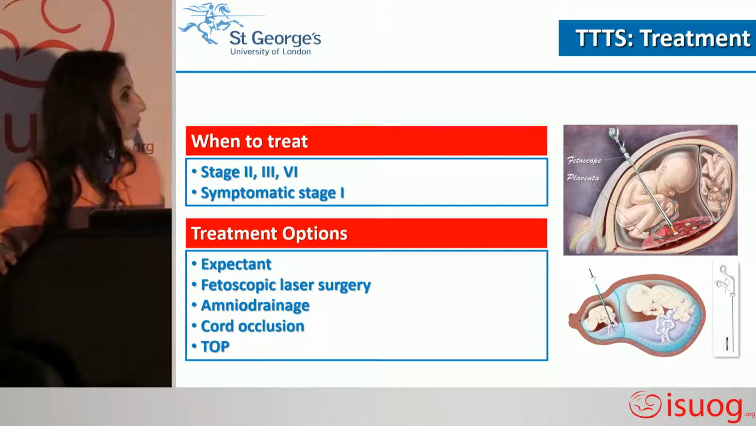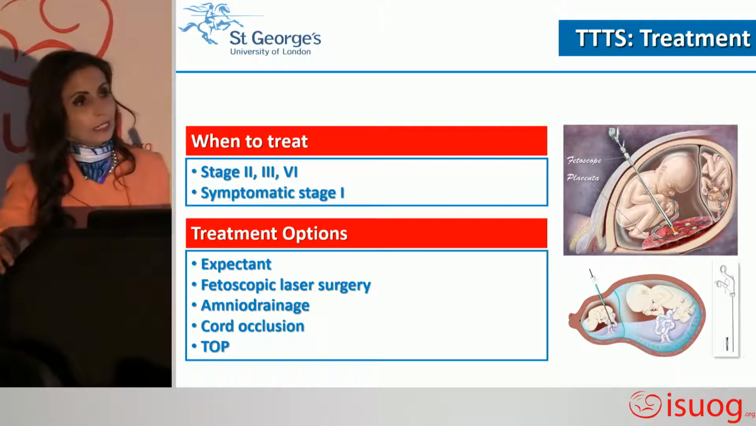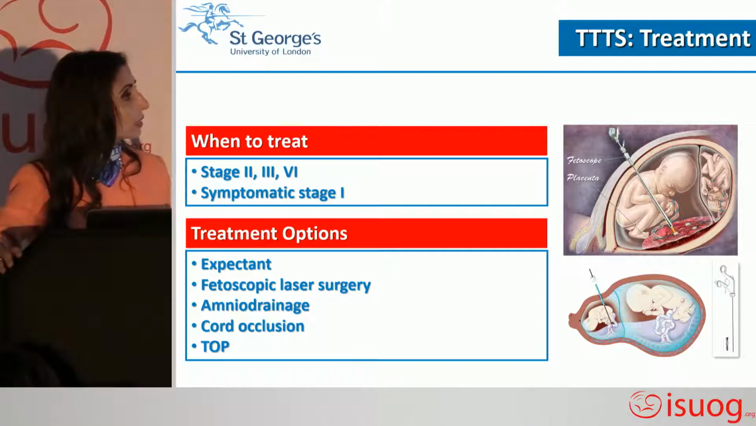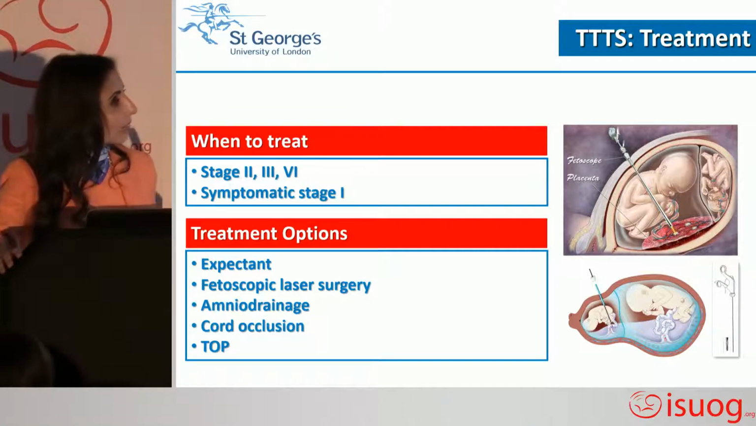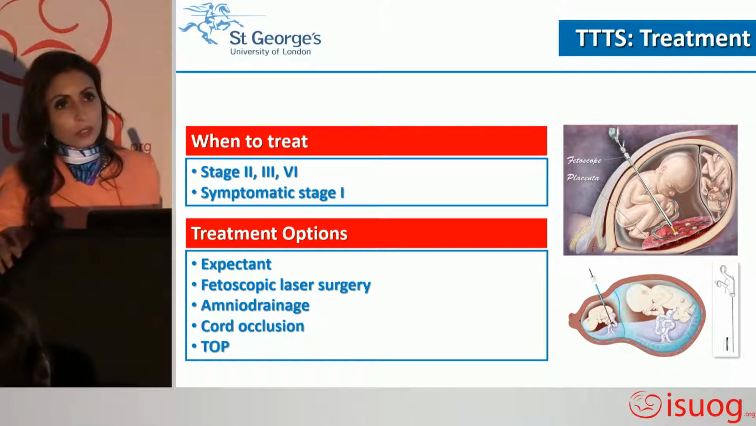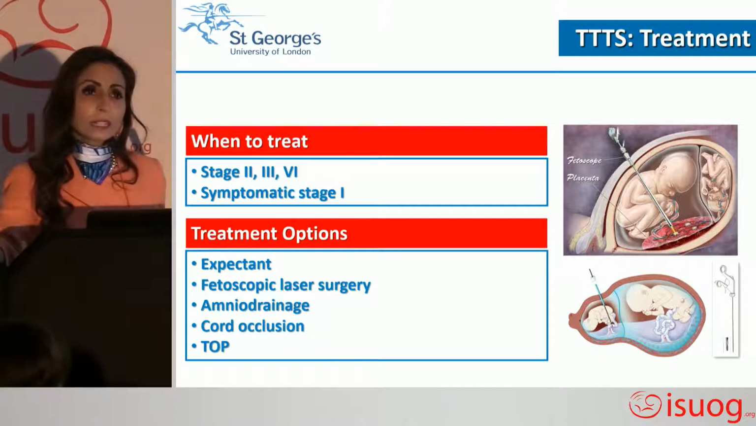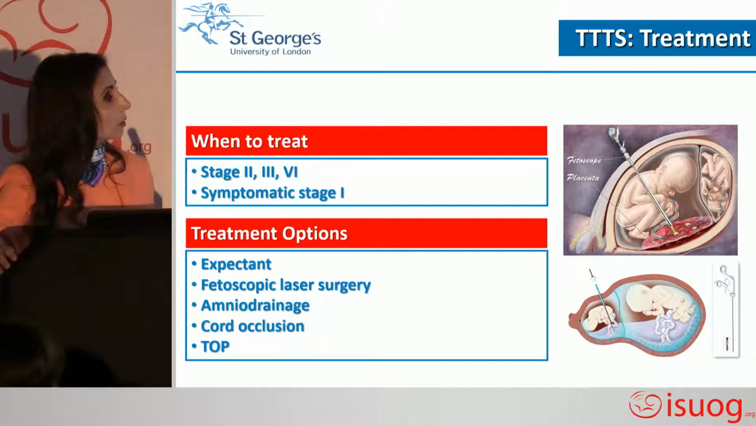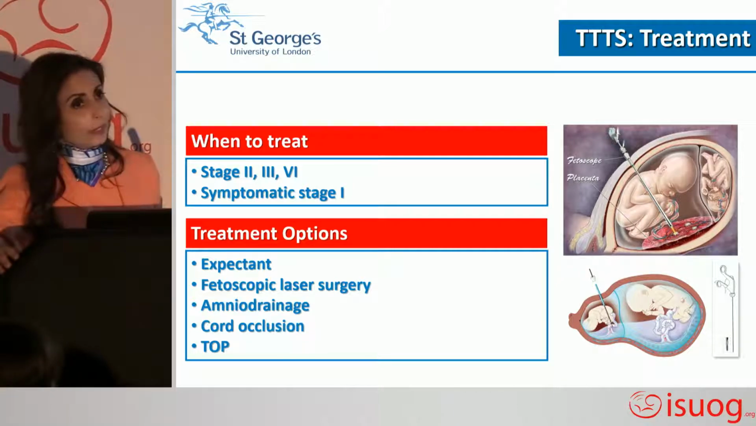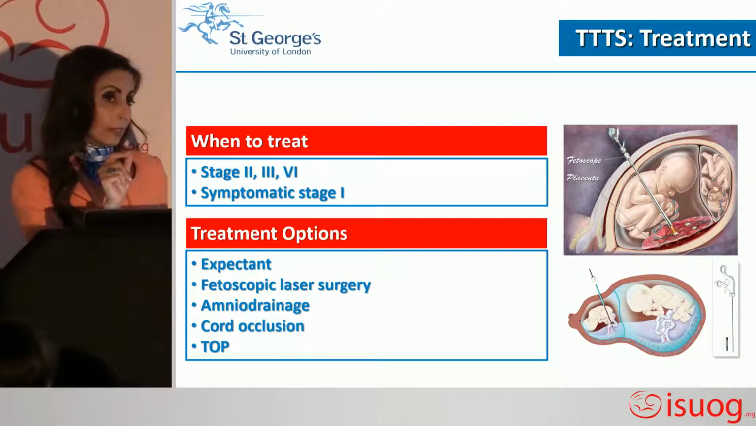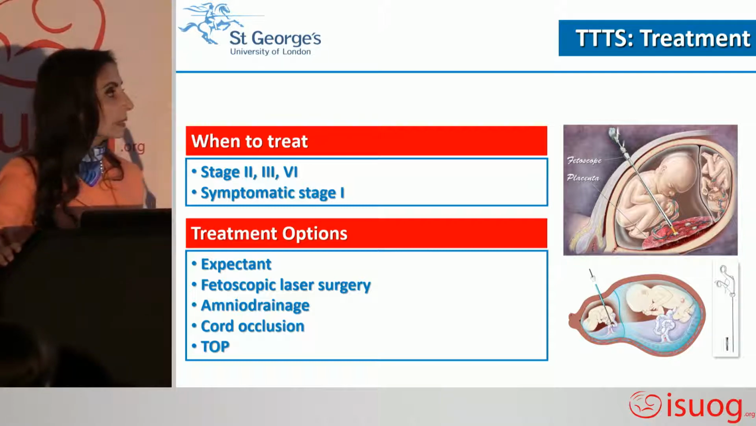Yeah, there's always the option of expectant management, but that's associated with about 80 to 90% mortality. There is the option of laser surgery, which is considered the first-line treatment in these cases. There's also the option of amnio drainage, a very simple technique. Many years ago that used to be the standard treatment, but it's no longer the standard and is only indicated in special circumstances.